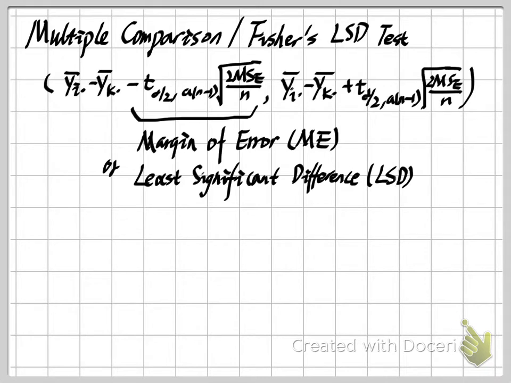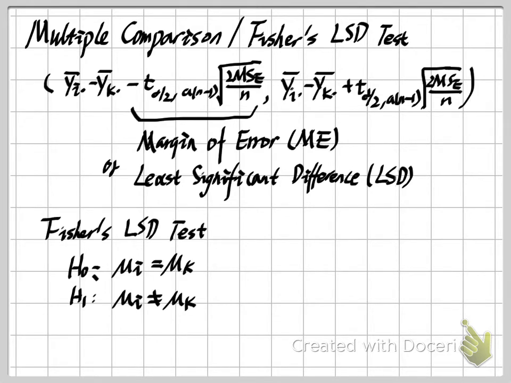Why do we talk about the confidence interval? Because in my previous video and lecture about the confidence interval and the hypothesis test, we find there is a relationship between them. If we check the absolute value of the difference of our sample means, and it is larger than our LSD, or the ME, then we can reject our null hypothesis. Let me write down this conclusion.